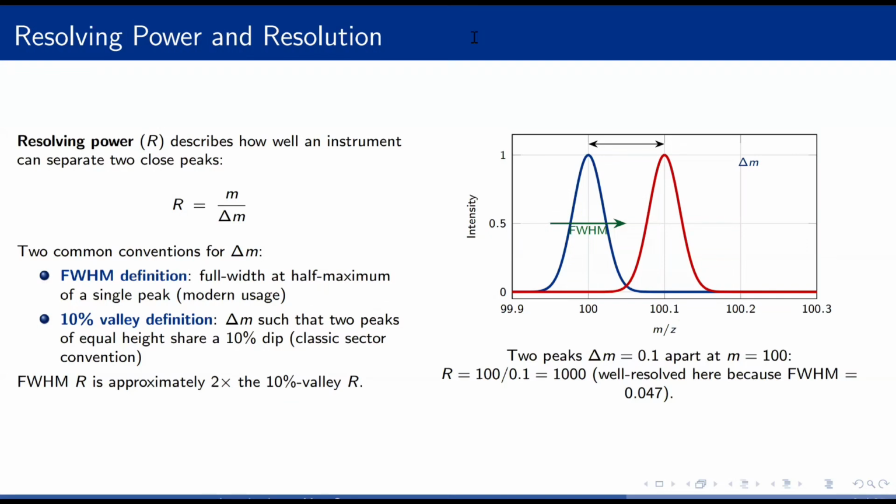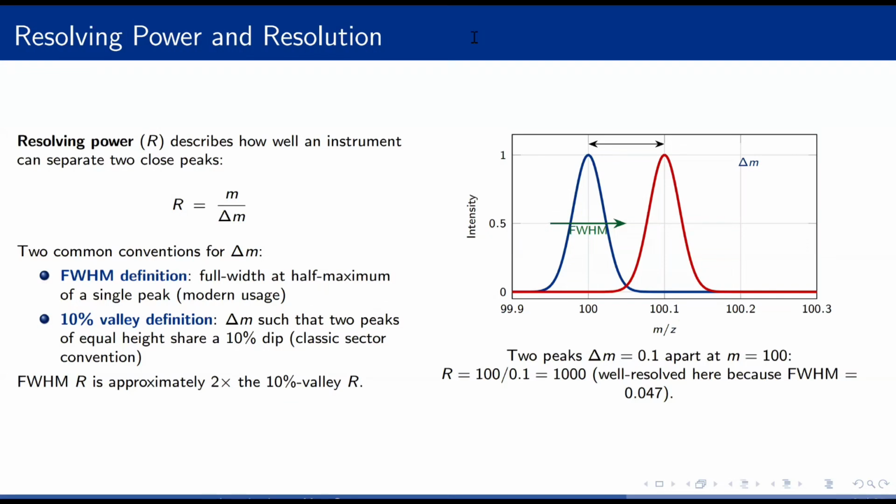A caveat on conventions. The older literature, especially from the sector instrument era, used what's called the 10% valley definition. That's the mass to charge separation at which two equal height peaks just touch at 10% of their maximum, meaning there's a small dip between them. The FWHM R is roughly twice the 10% valley R for a typical peak shape. When you read specification sheets, always check which convention is being quoted, especially for older instruments or technical literature from the 20th century. Modern vendors almost always use FWHM.